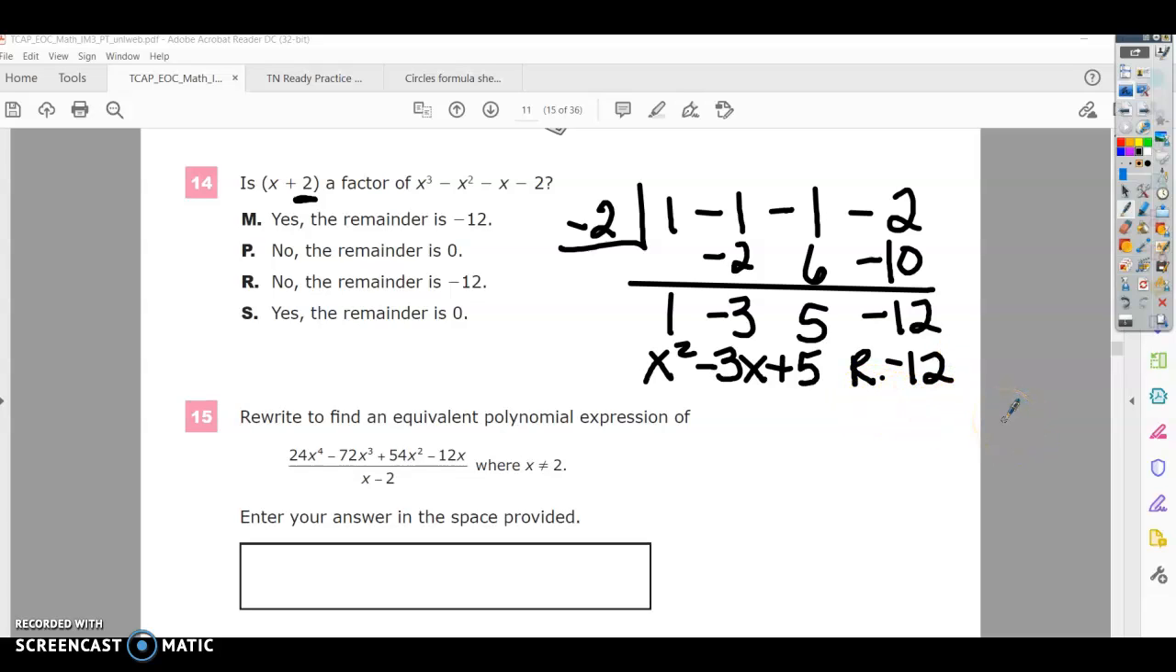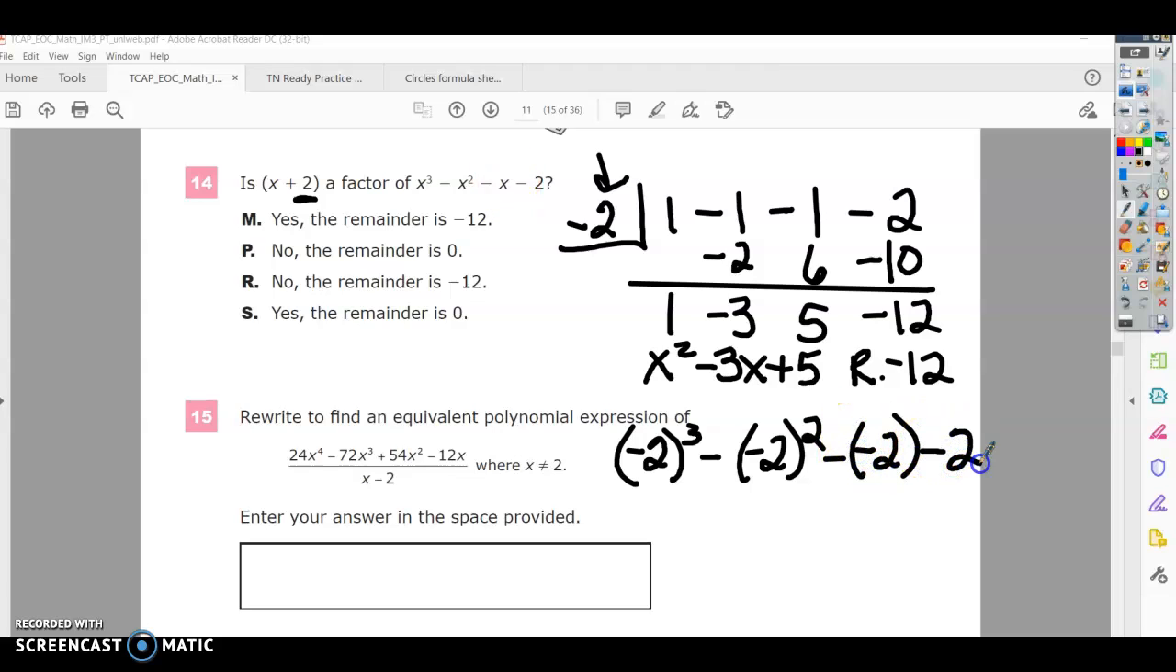The other way is the remainder theorem, and you can use long division as well, but most people prefer synthetic division. But the remainder theorem we looked at in one of the earlier problems, and you only have to take this number and substitute it in and solve. So x cubed, I'm going to use my negative 2, same as right here. I'm going to cube that. Minus negative 2 squared. Minus x, x is negative 2. And then minus 2.